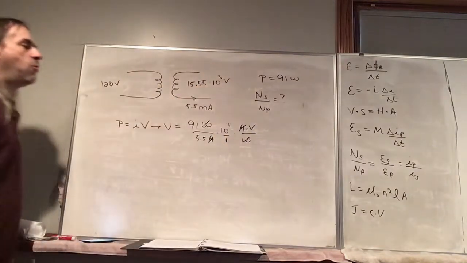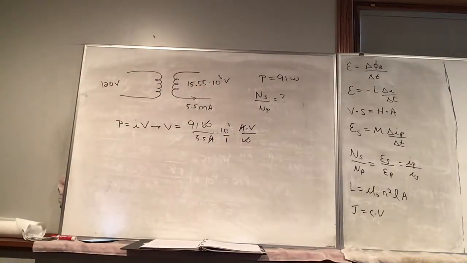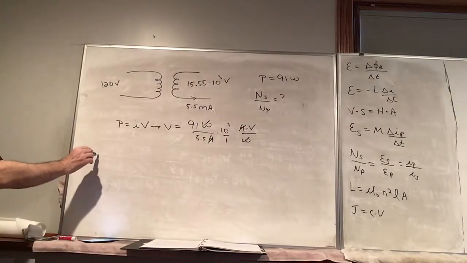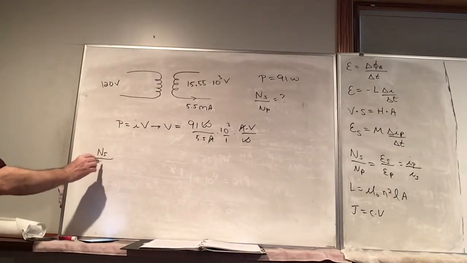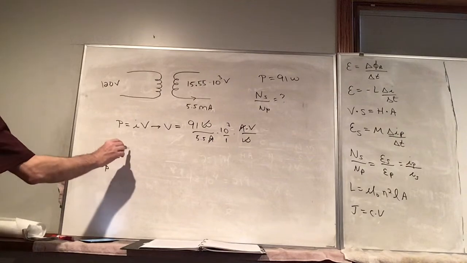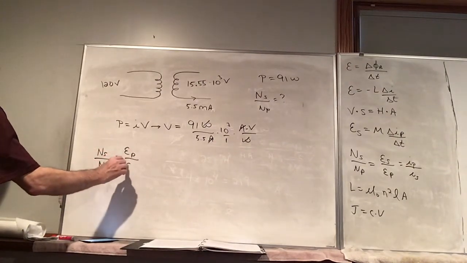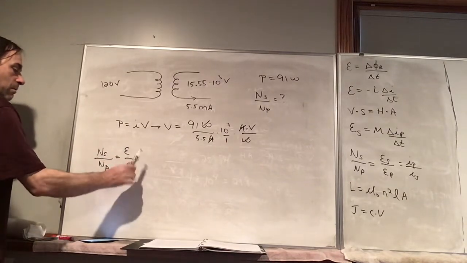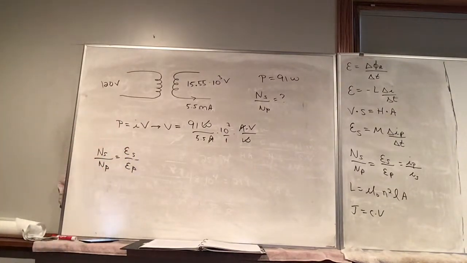So that's 15.6 kilovolts. So this is definitely a step up transformer. And so what we have is EMF in the primary, EMF in the secondary. So now that we have those, the number of coils in the secondary over the number in the primary is the EMF in the secondary over the EMF in the primary.